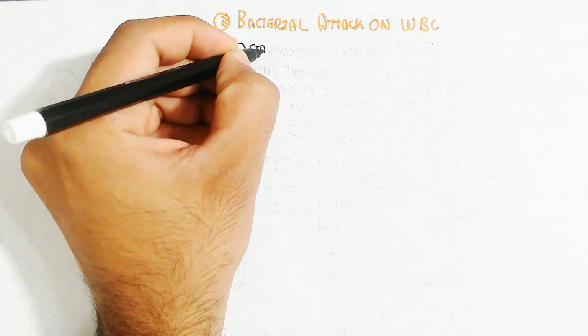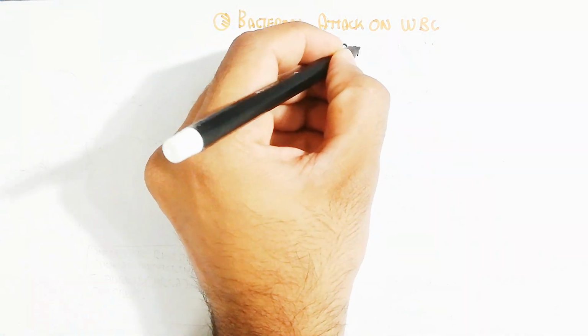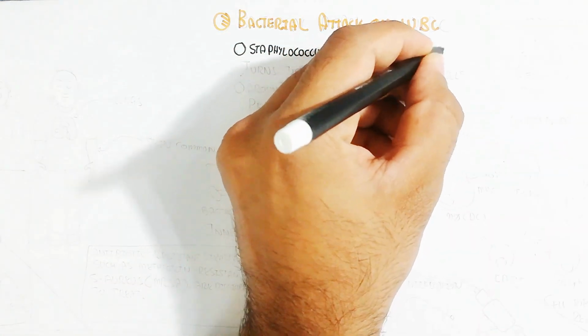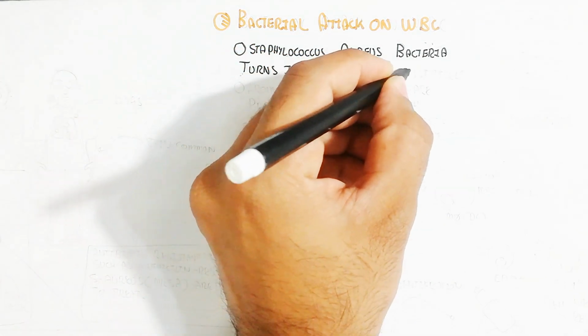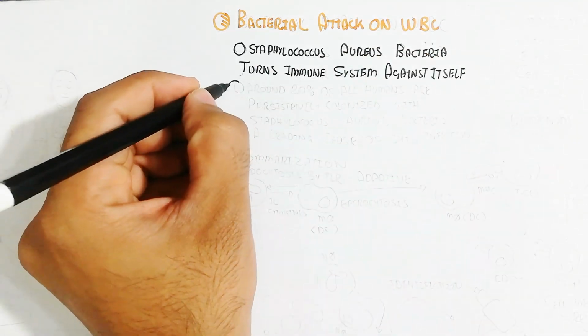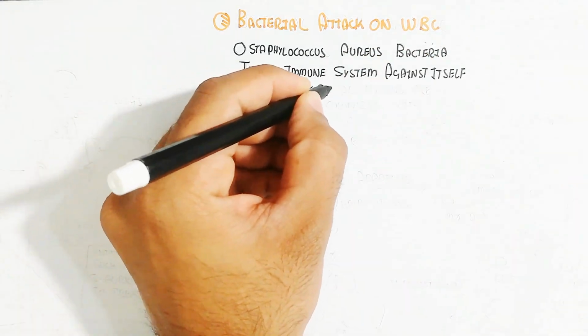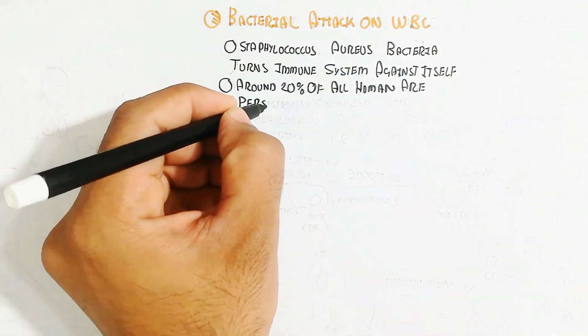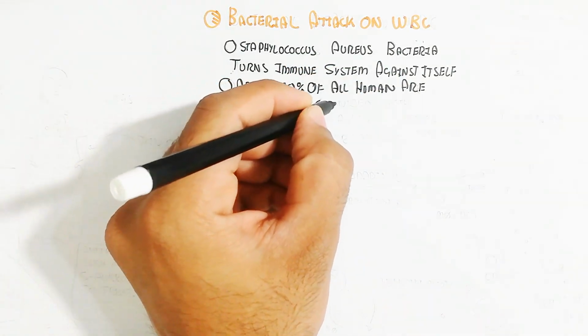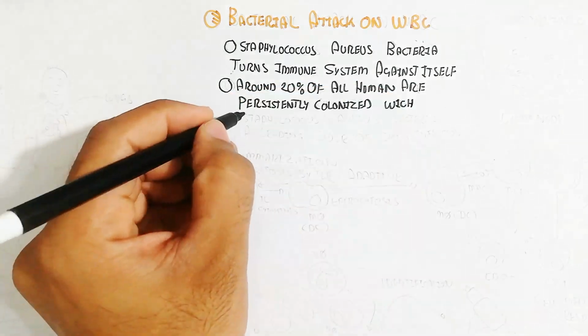In this video, we will understand the bacterial attack on WBC and how it works. The important species of bacteria is Staphylococcus aureus. This Staphylococcus aureus turns the immune system against itself. Around 20% of all humans are persistently colonized with Staphylococcus aureus bacteria, a leading cause of skin infection.